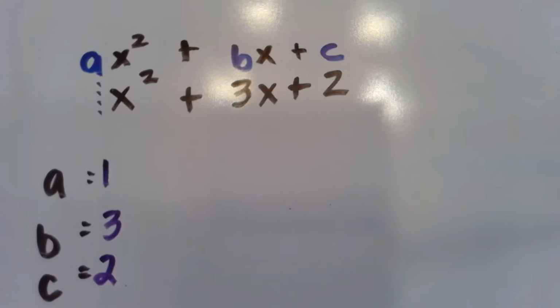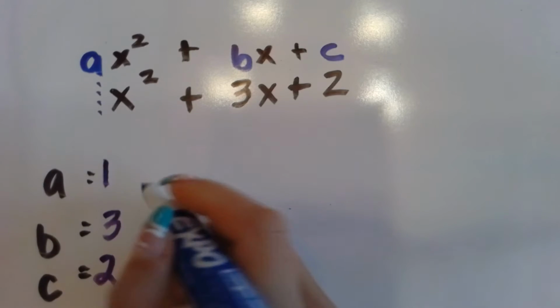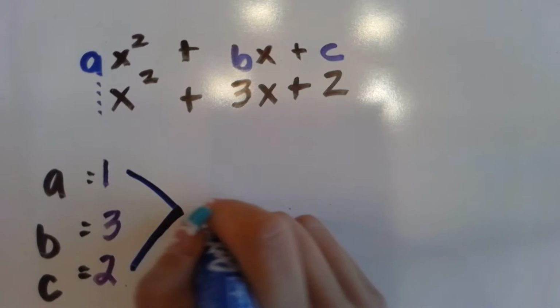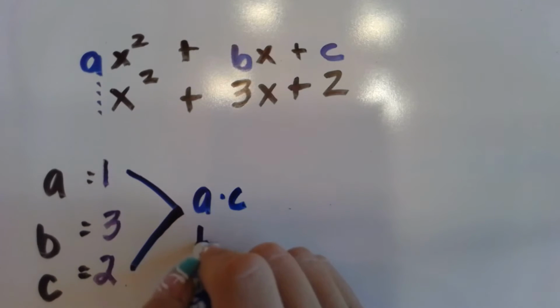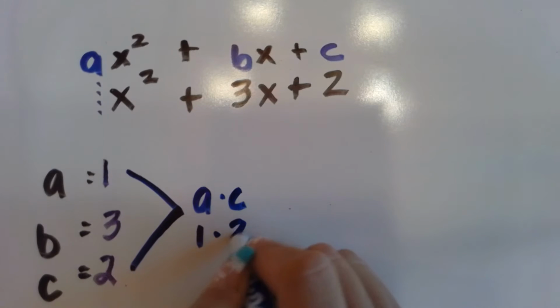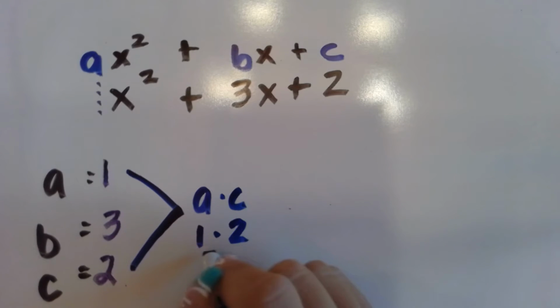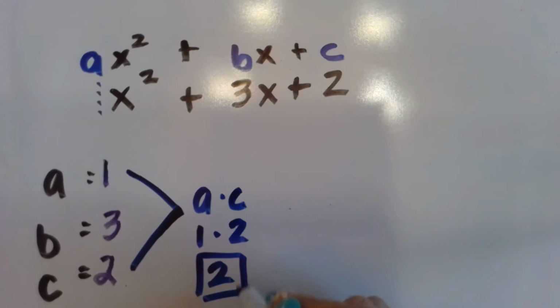So our next step is we have to determine what A times C is. So A times C, okay? A is 1 times C is 2, and A times C, 1 times 2, is 2. So that's your A times your C.